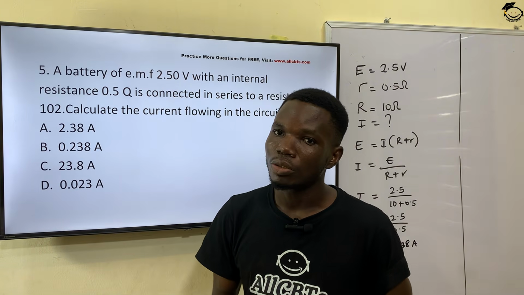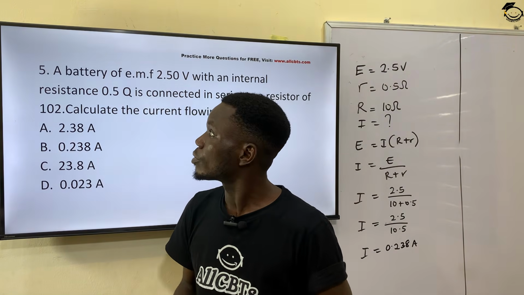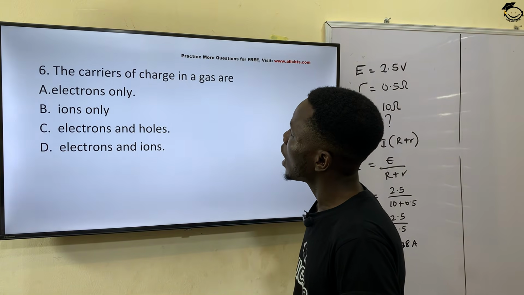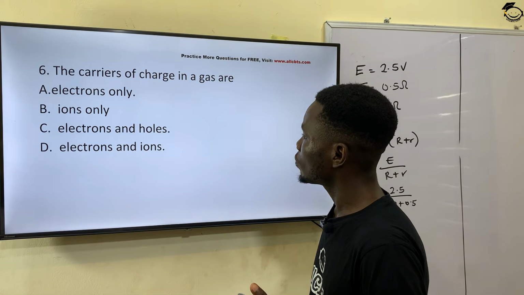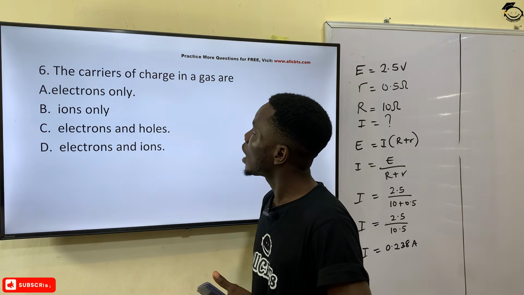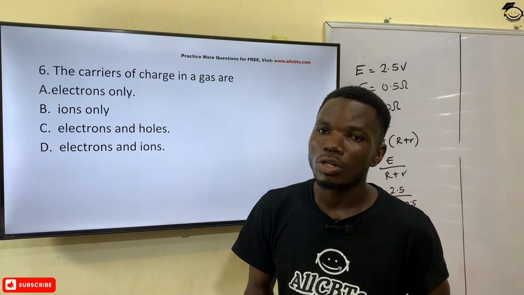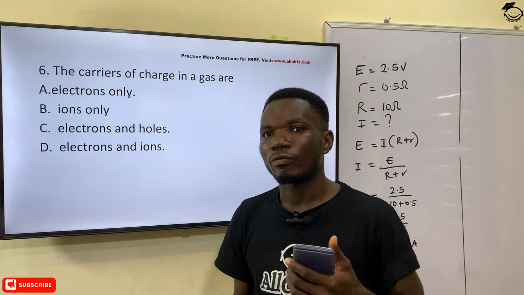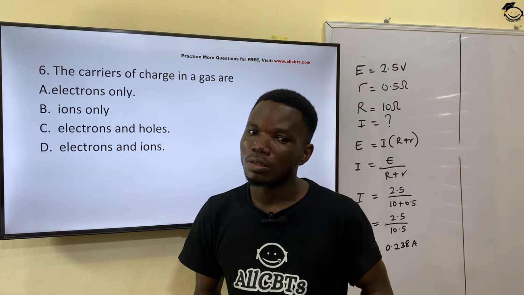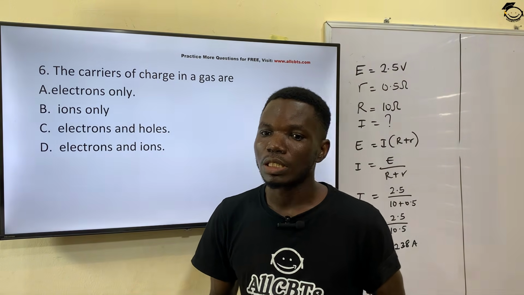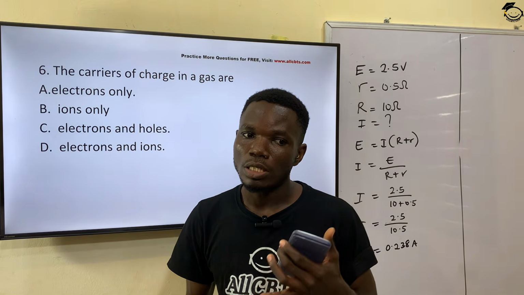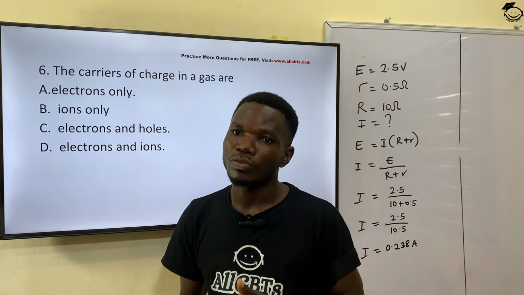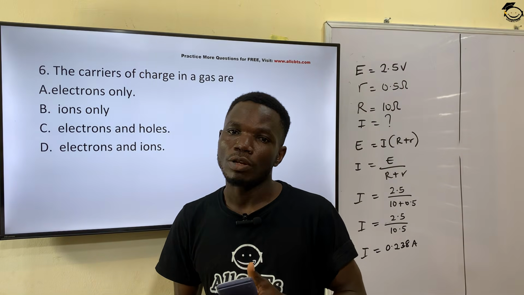So that takes us to question number 6, which says the carriers of charge in a gas are dash. Now a gas, first of all, is a fluid, and fluid generally contains free mobile electrons, and some gases can also be expressed in terms of ions. They contain electrons and they also contain ions, both positive and negative ions, depending on the level of ionization of that particular gas.